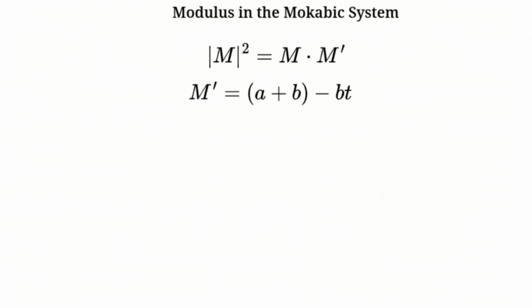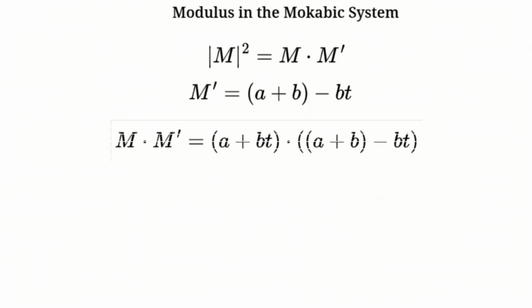Modulus in the Mokabic system. In standard systems, the modulus, or absolute value, is computed as the product of a number and its conjugate. The squared modulus is given by the absolute value of m squared equals m times m prime. Using our conjugate formula, m prime equals a plus b minus b times t.